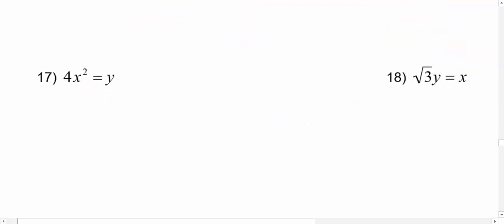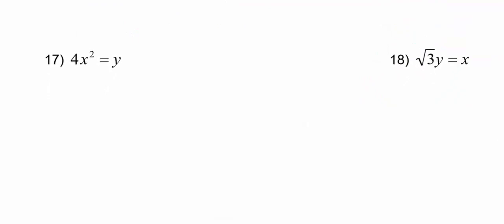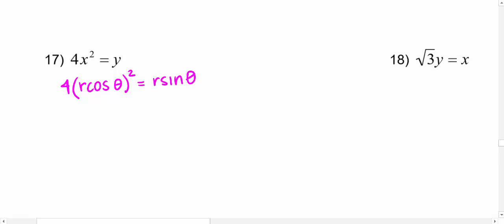Okay, so 4x squared equals y. So let's convert this to polar. So again, x is r cosine theta. That quantity will be squared. Make sure you're not squaring the 4 as well. Equals y, which is r sine theta. Okay, so I will square in here.